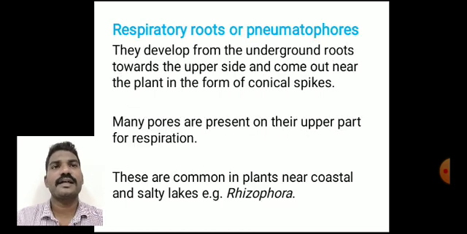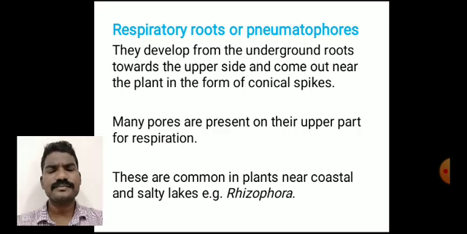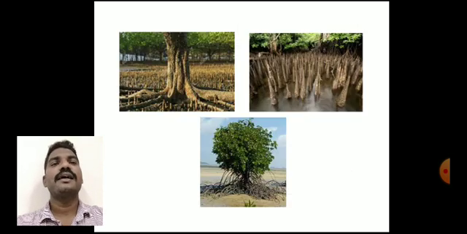Next one is a respiratory or pneumatophore root, pneumatophores. This is also a special type of root only found in mangrove plants. In this type, the root develops from the underground root towards the upper side and comes out near the plant as conical spikes, and many pores are present on the upper part of the root for the purpose of respiration. These are common in plants near coastal areas and salty lakes, like Rhizophora. You can see the first picture, the mangrove trees, and around the trees so many conical roots are present.